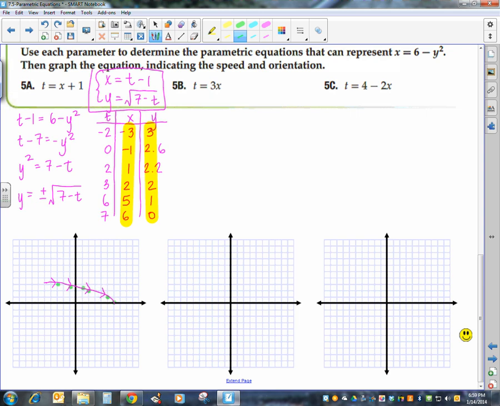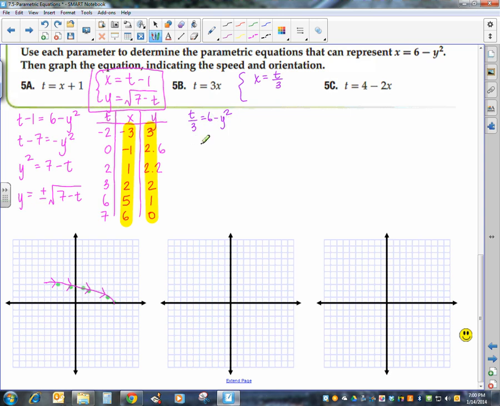Okay? Now, for part B, they say instead of using t equal to x plus 1, use t equals 3x. So, again, what does x equal? X equals t over 3. Alright, and I'm going to plug it in, just like I did before. So I'm going to have t over 3 equals 6 minus y squared.